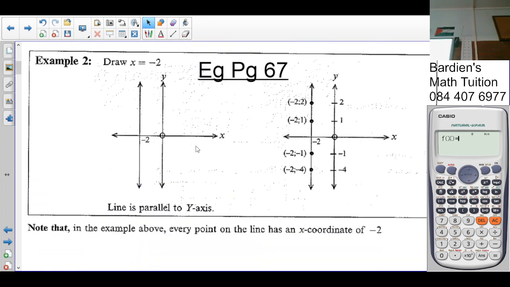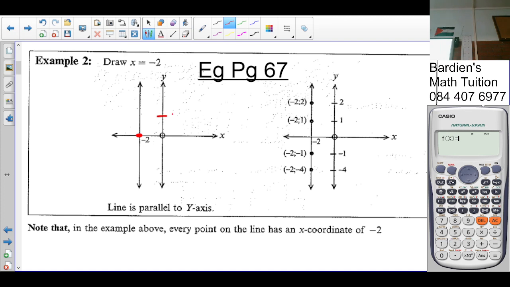Now, if they ask you to draw the graph x equals minus 2, you see here's minus 2 on your x-axis, not so? You take a ruler and draw a line going through like that. This line is parallel to what? To which axis? It's parallel to your y-axis.